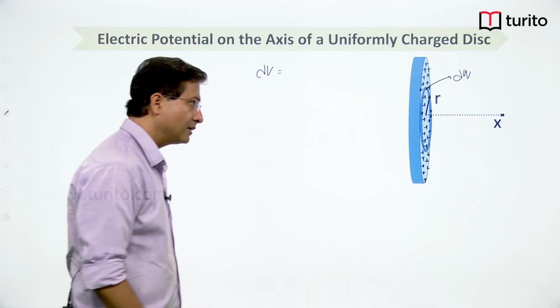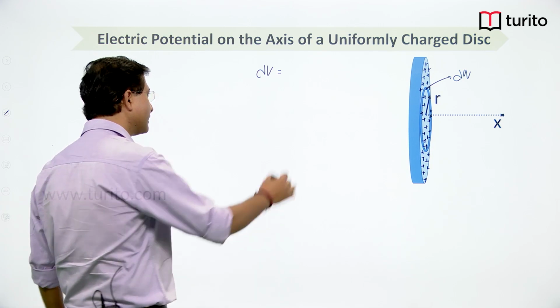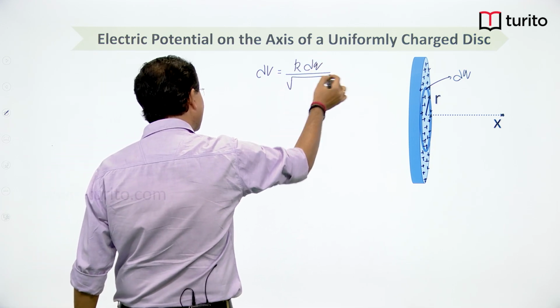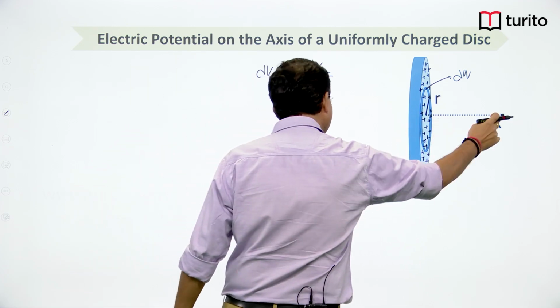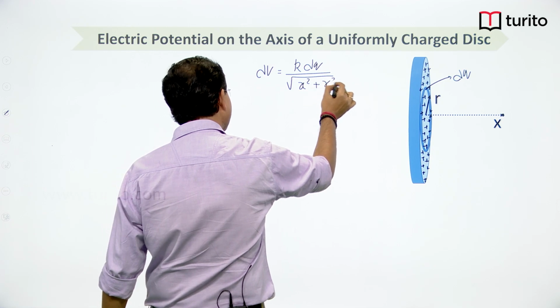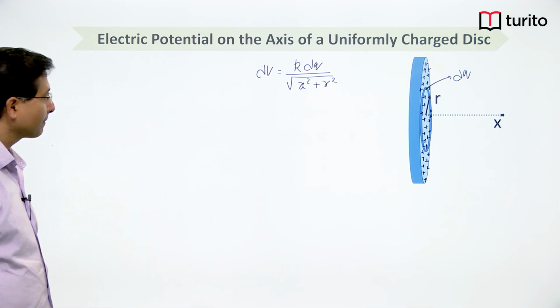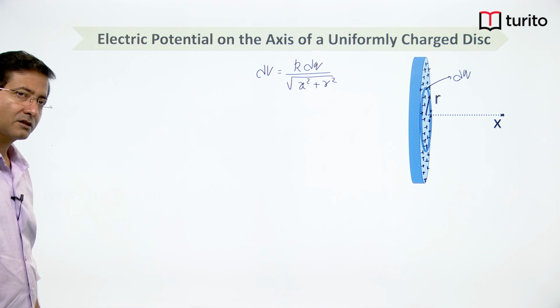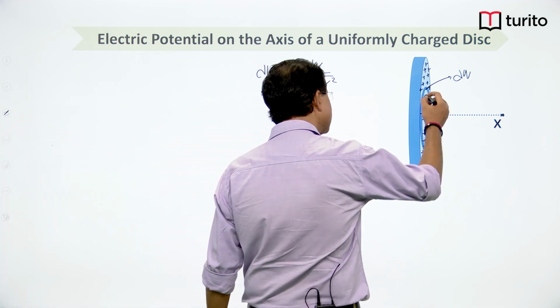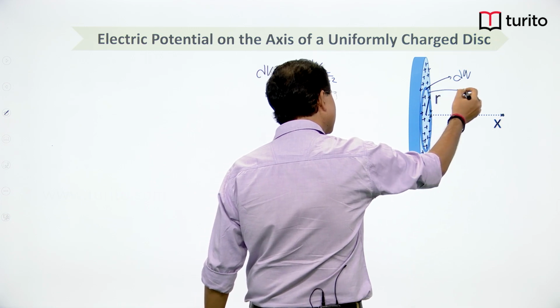So, just now we have seen the expression is k dq divided by under root x square plus r square, where x is the distance and r is the radius. This is the contribution by this particular ring of radius r and thickness dr. So, the thickness of this ring is dr.